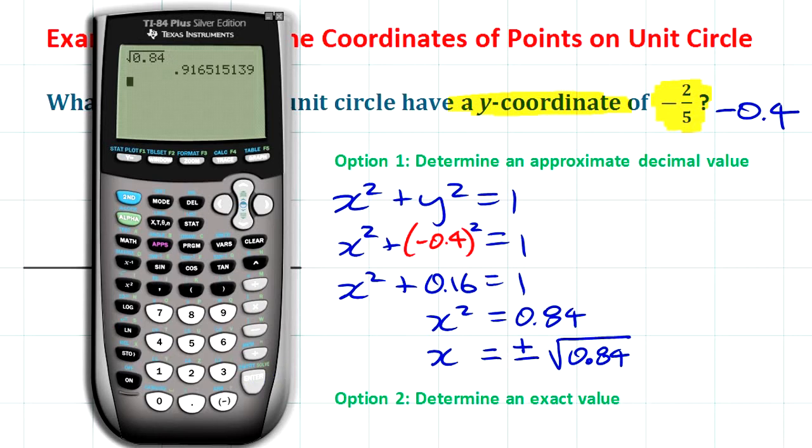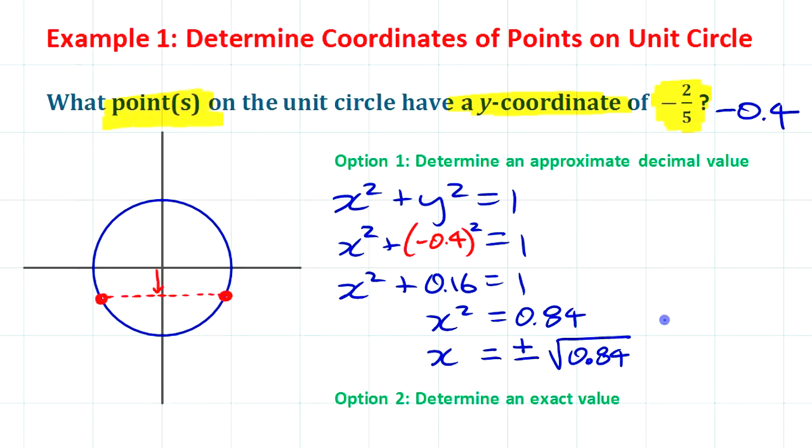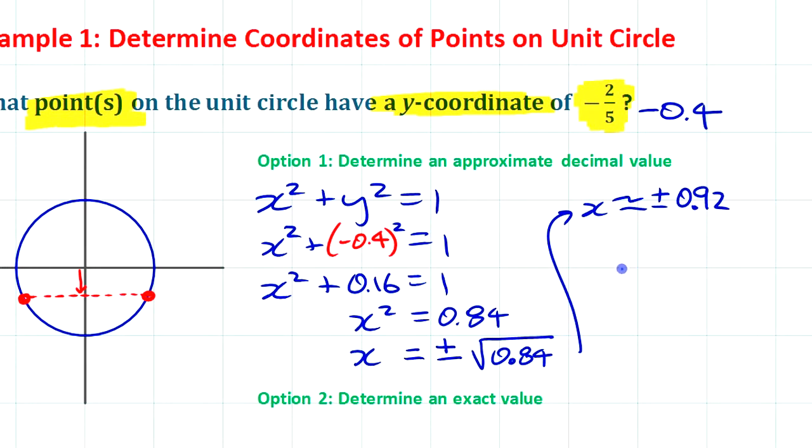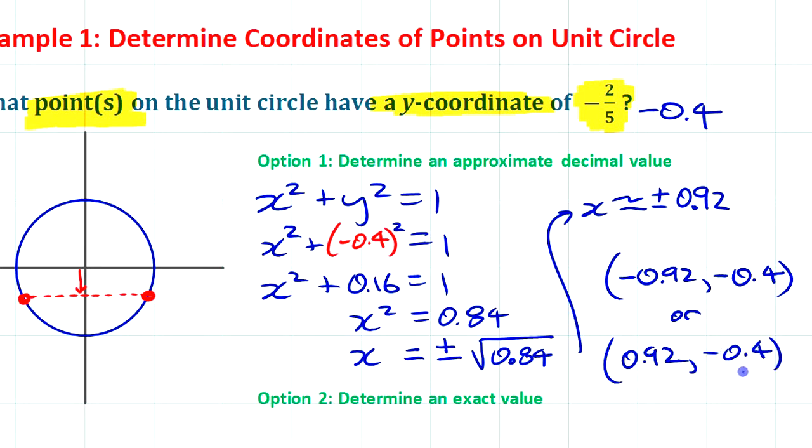So roughly, if we're going to go to a couple decimal places here, 0.92. So I'm going to have to write it up here because I'm out of room. x is roughly plus or minus 0.92. All right, so either of the 2 points that I'm looking for, I might as well write them down here. I either have negative 0.92, negative 0.4, or positive 0.92, negative 0.4. All right, so that's using decimals.